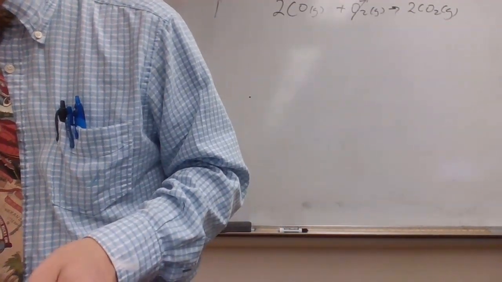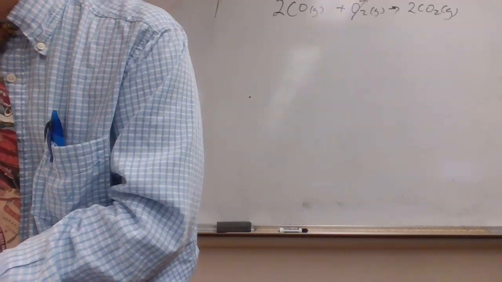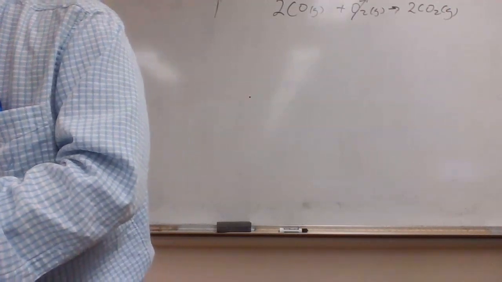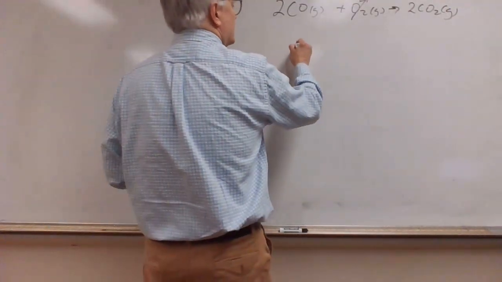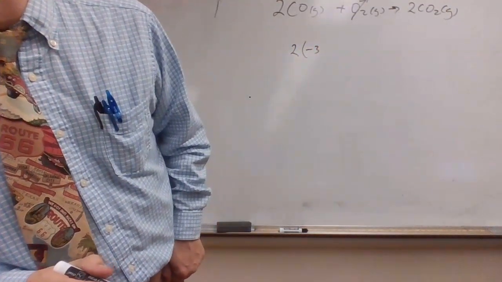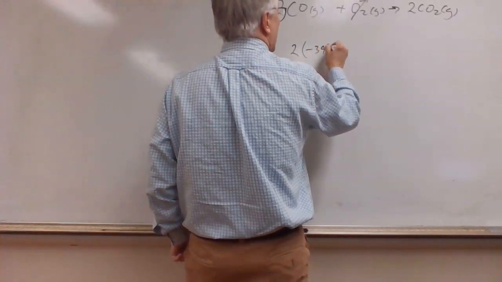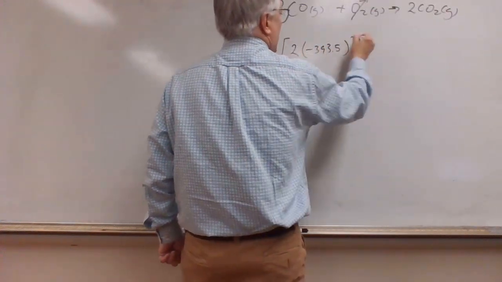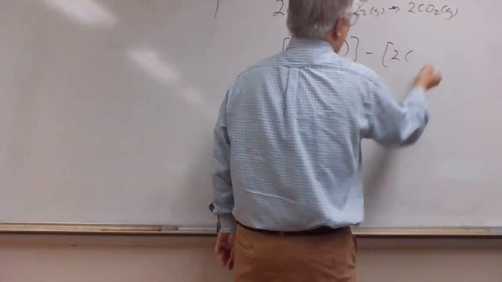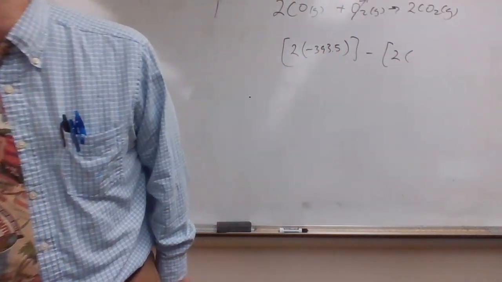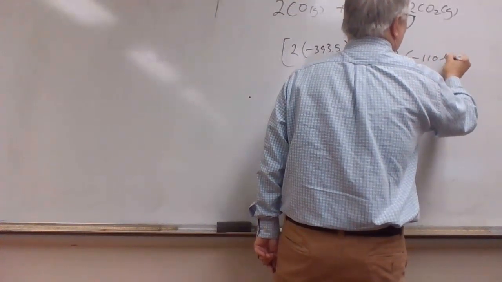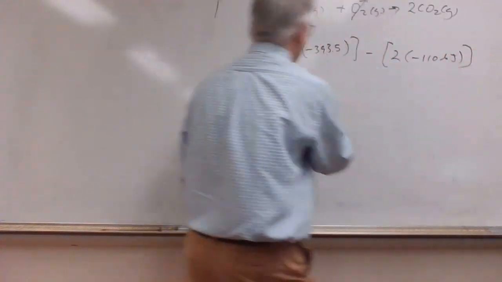So I'm going to look up carbon compounds on page A21. And I'm looking for CO2 gas. That's negative 393.5. So 2 times negative 393.5. And I'm going to subtract from that 2 moles times the heat of formation for carbon monoxide. And that's negative 110 kilojoules.